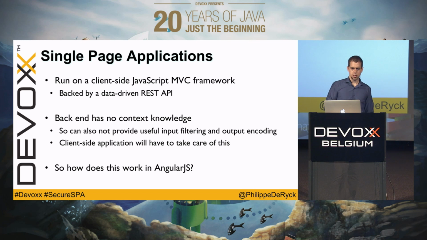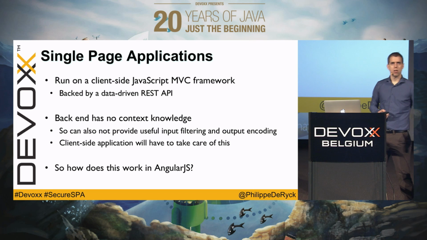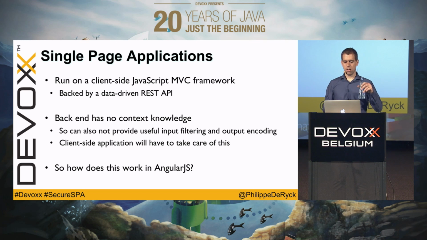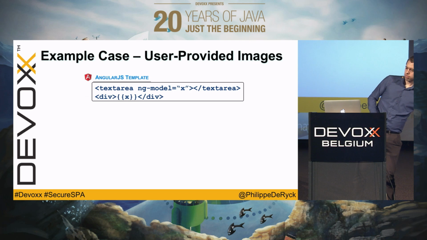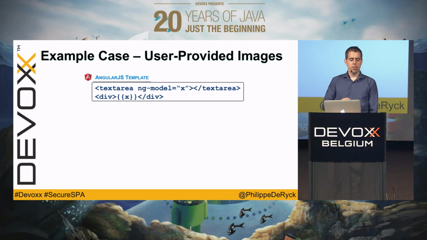So how does this work in AngularJS? I'm going to talk about Angular first. I also have an Ember example, which I'll cover after the Angular example. I want to have an example case, let's say a very simple example. We want to have the user give some input, and we want to allow the use of the image tag because the user wants to include an image of a very cool car. So we have this input element which is stored in X, and we re-render this in the div. Simple data binding looks very easy, is very easy, and should work, right?